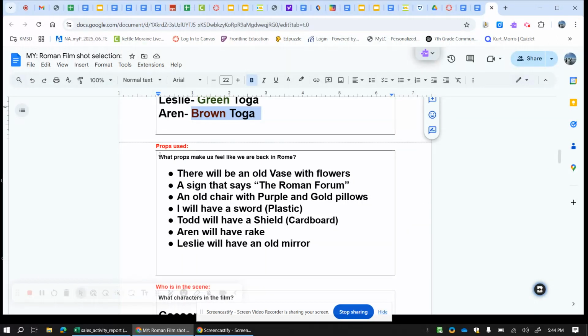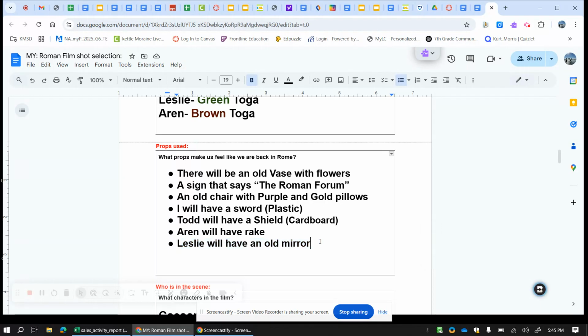Props used. Okay, well, what's going to be there to make it look like old Rome? I can't just have a scene where I'm standing there wearing a t-shirt, right? So what's it look like? Well, there's going to be an old vase with flowers in it that kind of gives it a Roman feel. There's going to be a sign hanging up above that says the Old Roman Forum. There's going to be an old chair that we're all sitting on with purple and gold pillows to make it look like it's an old Roman setting. I will have a plastic sword. Todd will have a shield that we made out of cardboard, and it looks pretty Roman. Aaron's going to have a rake because he's a plebeian. And Leslie's going to have a mirror that she keeps looking into because she's Lady Minerva.